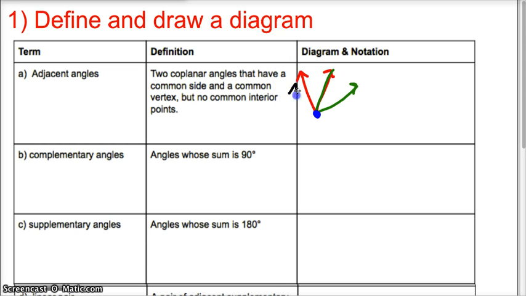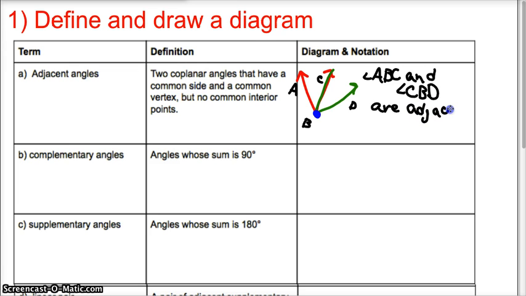I'm going to try to use the same lettering combination so it saves us a little bit of time. In regards to notation, we can say that angle ABC and angle CBD are adjacent. Again, what it means to be adjacent is that they have this common side that they share and this common point. One thing to know about adjacent angles is that it describes a location and not a relationship.